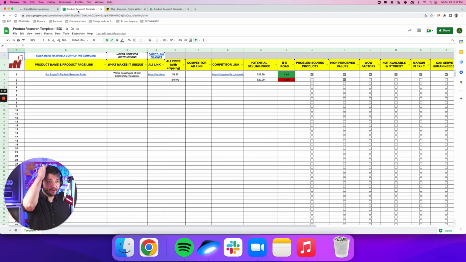So we created the product research template. This is something that you can use to research products and also to rank them, so you can identify which products ideally you can focus on. You can see pretty much the way it's structured right now.